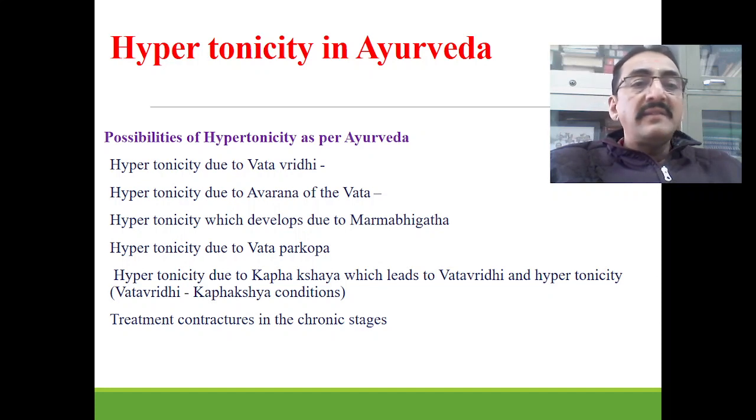I can say it is hypertonicity due to Avarana of the Vata, some of the Vata Avaranas. Hypertonicity which develops because of some of the Marmabhighatas may be possible. Hypertonicity due to Vata Prakopa, Sandhi Vishlesha, etc. They call it Sandhi Vishlesha. Then hypertonicity may be due to Kapha Kshaya, a cerebral atrophy like condition, Kapha Kshaya, which leads to Vata Vriddhi and hypertonicity. So these are some of the possibilities that I can imagine when I look into this problem in terms of Ayurveda.